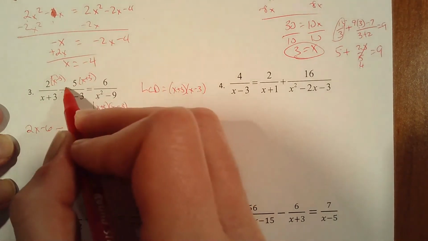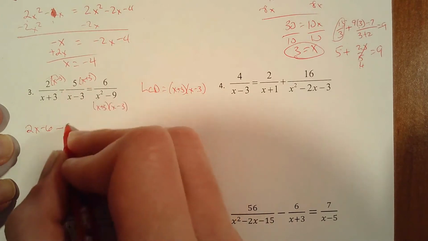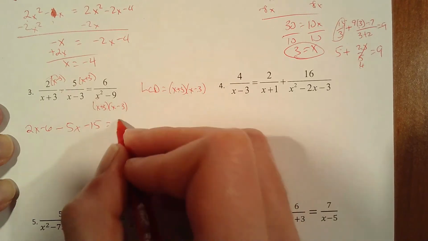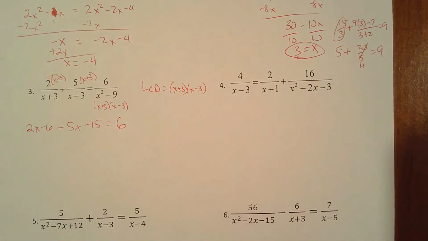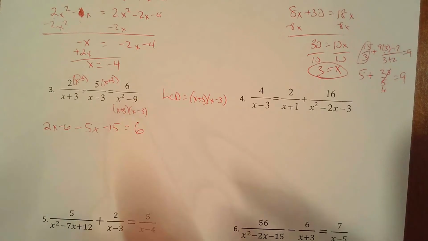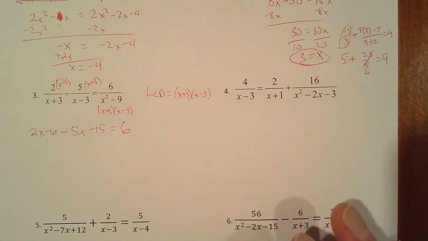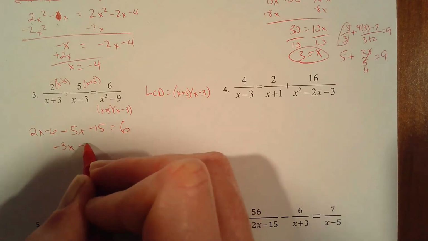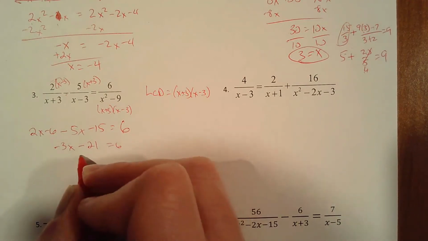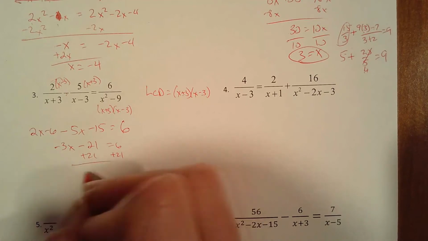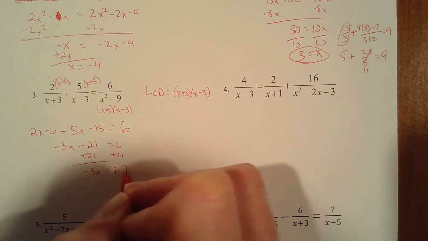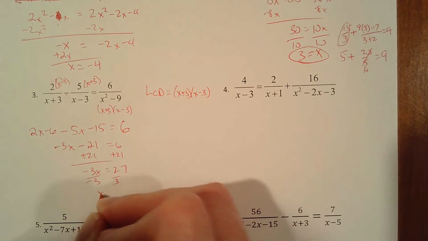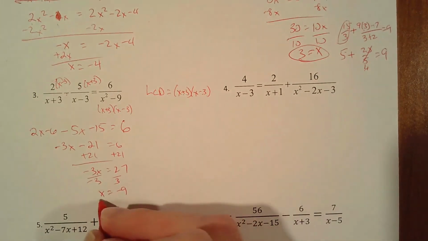minus, that's going to be negative 5 times x, but it's also negative 5 times 3, so minus 15. And on the right side is just 6 left over, because when I multiplied by this, the entire bottom canceled, so there's just 6. Okay, so this would be a negative 3x minus 21 equals 6. Add 21. Negative 3x equals 27. If I divide by negative 3, x would be negative 9.